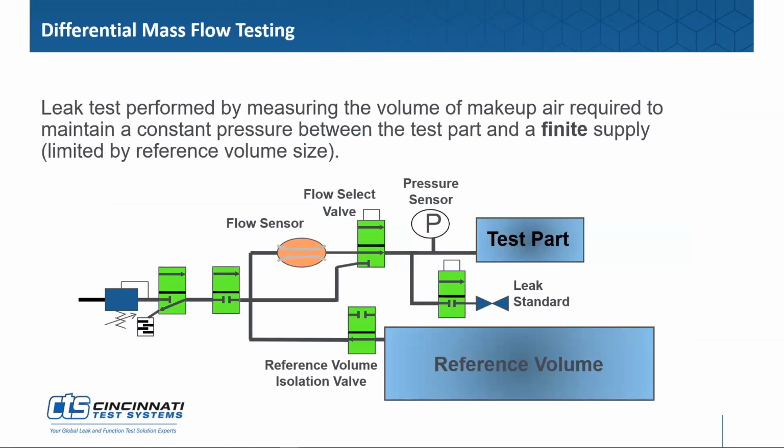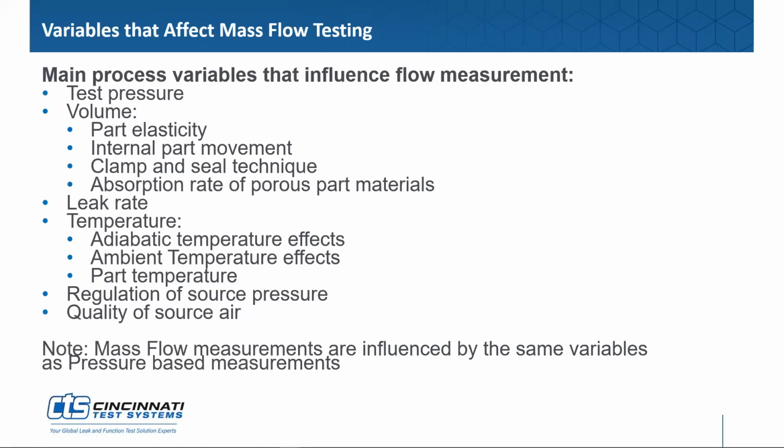There's another way to test parts, and that's differential mass flow. This is a technology we've used for testing really large parts quickly. What that does is fill a reference volume and your test part using a regulated source, bringing your reference volume up to pressure along with your test part, and then isolating pressure from being added to the system and only using your reference volume, measuring how much air is flowing into your test part from your pressurized reference volume. Very similar to differential pressure decay testing.